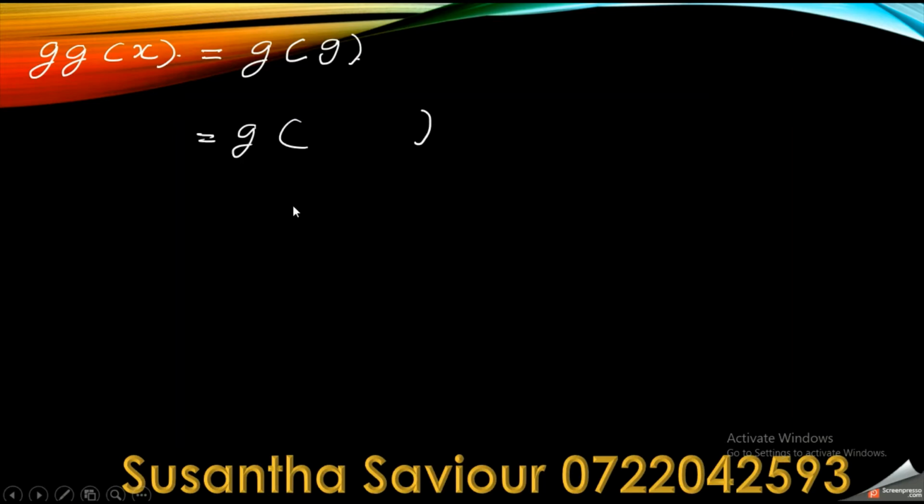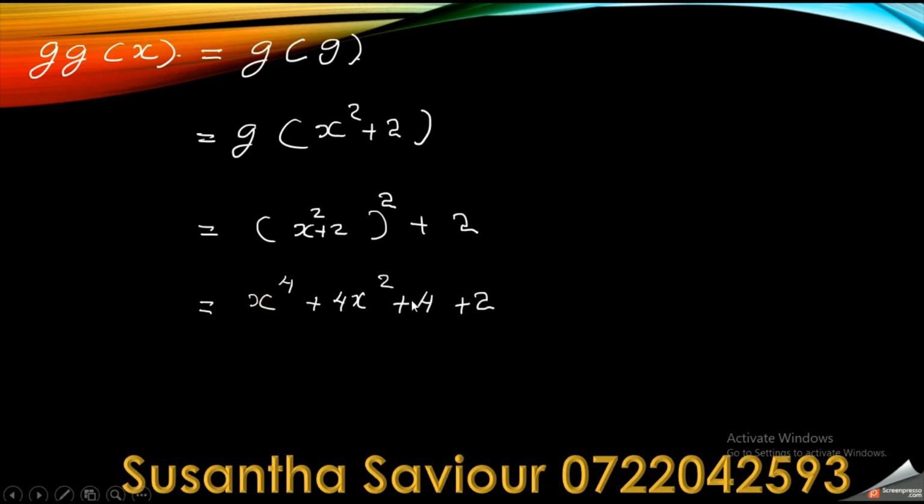g(x) is actually x squared plus 2. So inside the function g, this x will be replaced by x squared plus 2, right? You can simplify this and then just square it, and you can write the final answer as x to the power 4, plus 4x squared, plus 6.